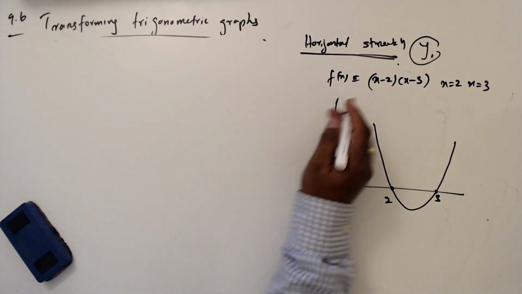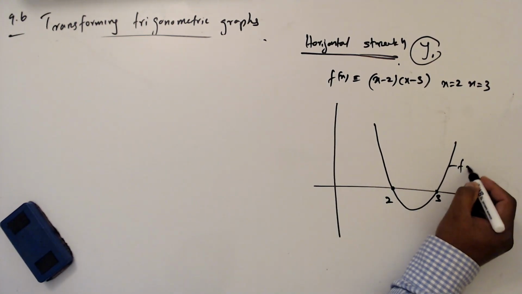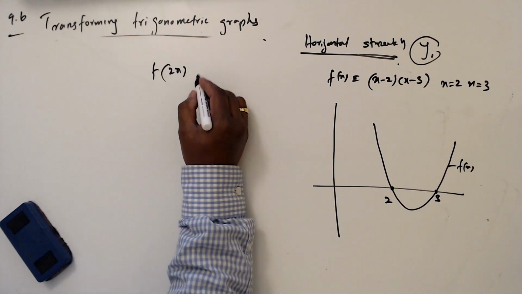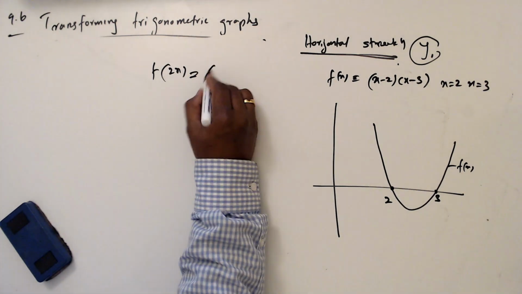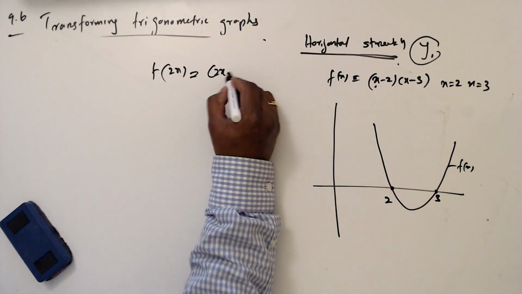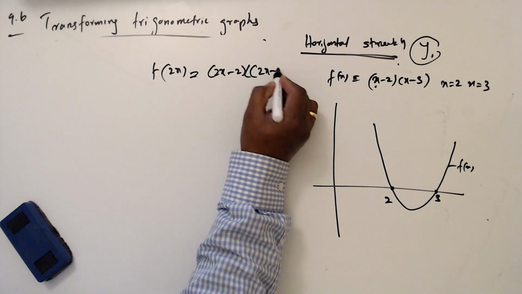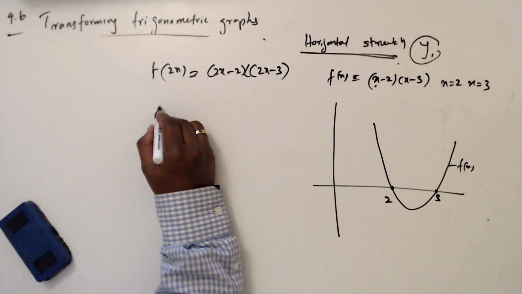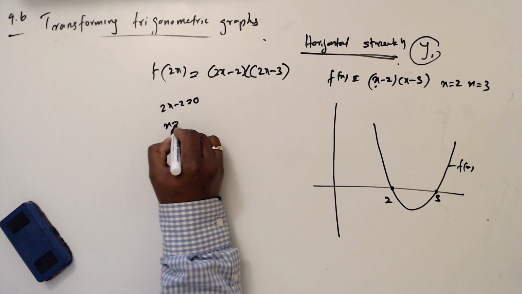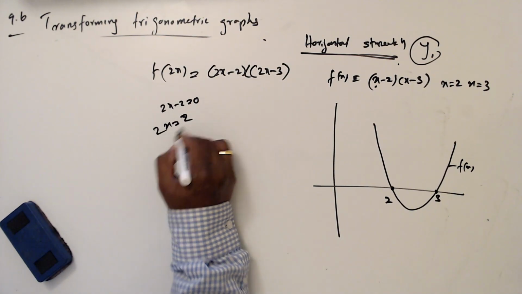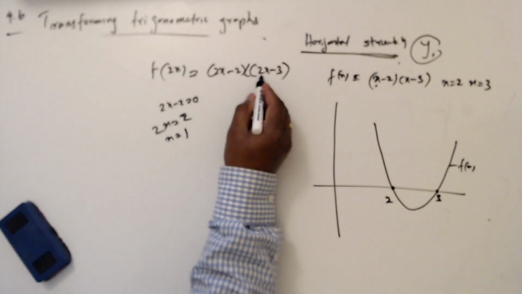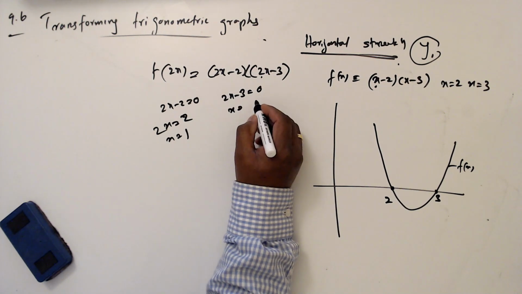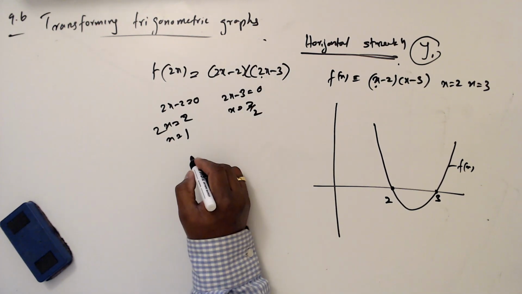Now we'll find f(2x). So this is f(x), and this is f(2x). f(2x) means everywhere x appears, I put 2x: (2x minus 2)(2x minus 3). Instead of x I put 2x. Then what are the roots now? 2x minus 2 equals 0, 2x equals 2, x equals 1. And 2x minus 3 equals 0, x equals 3 over 2.